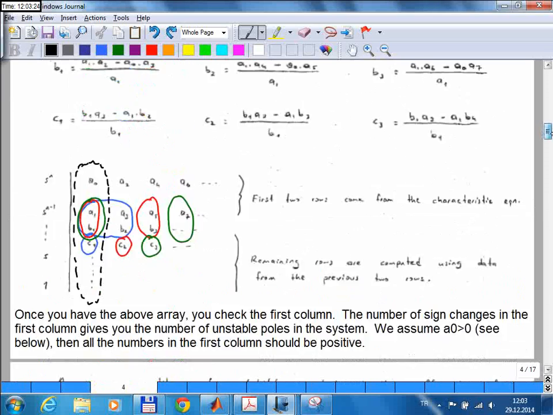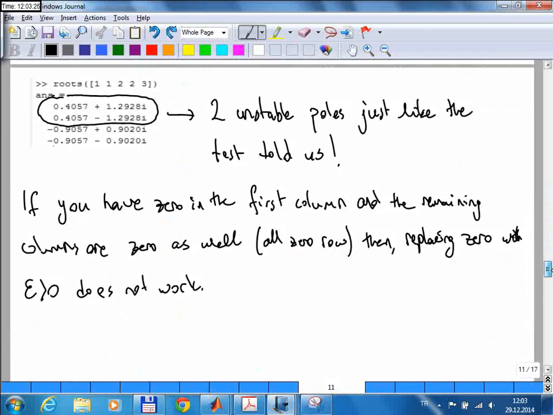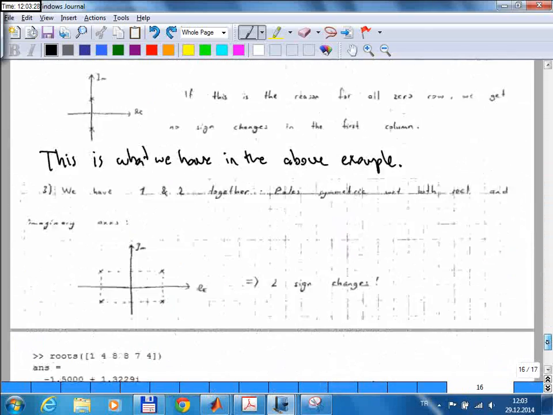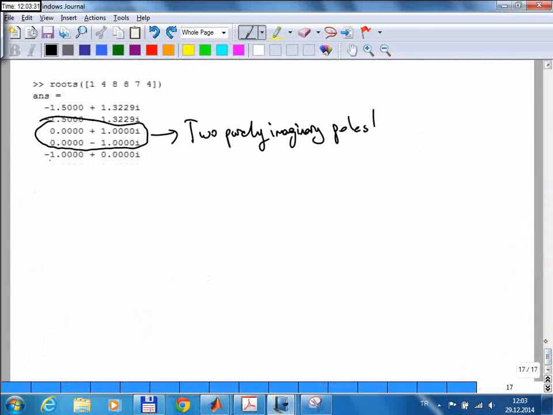Okay, so this is everything there is to know about this test. And as I said several times already, this test only gives you how many unstable poles your system has and nothing else. It doesn't give you how fast your system converges or diverges, or if there will be any oscillations or not. You don't get any of that from this test.